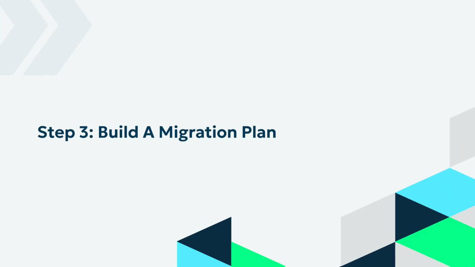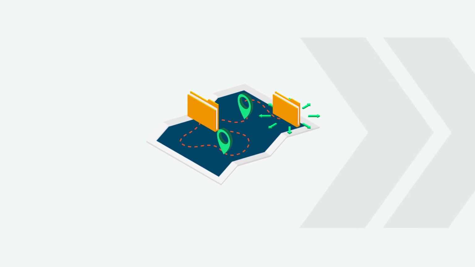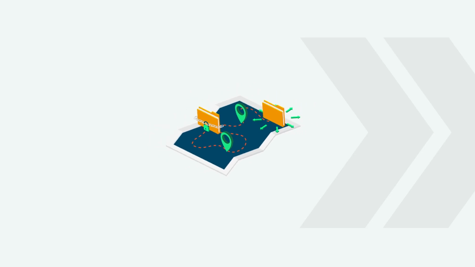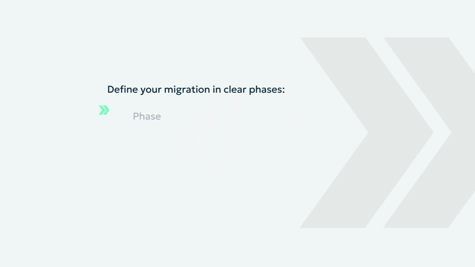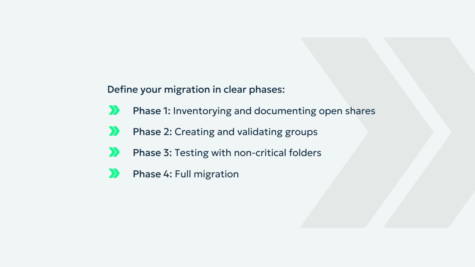Step 3. Build a migration plan. This step is about building your roadmap. Create a clear plan to move from open shares to secure group-based access. Define your migration in clear phases. Phase 1 should involve inventorying and documenting open shares. Phase 2 should involve creating and validating groups. Phase 3 should involve testing with non-critical folders. And Phase 4 should involve full migration with a rollback plan.